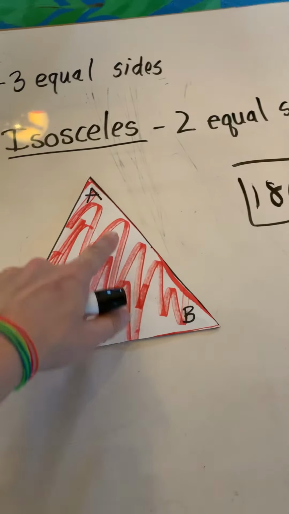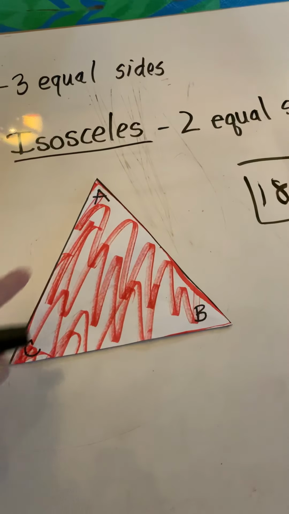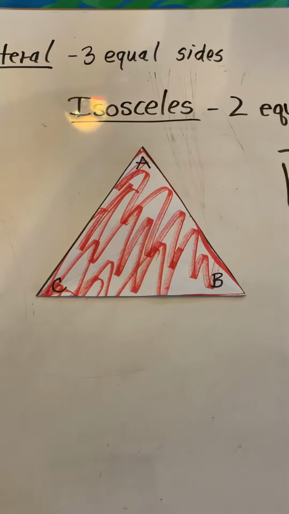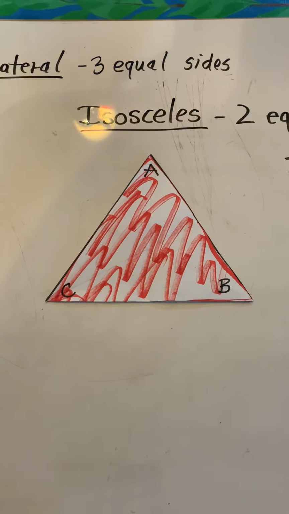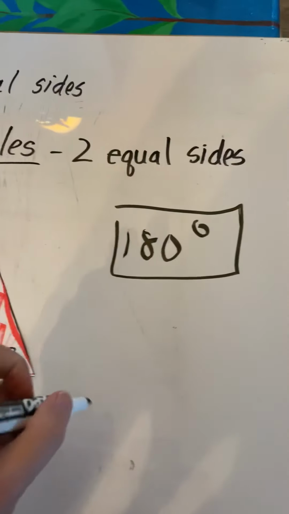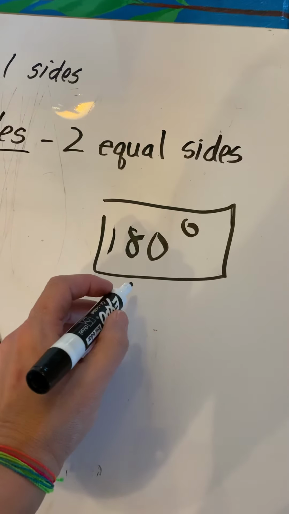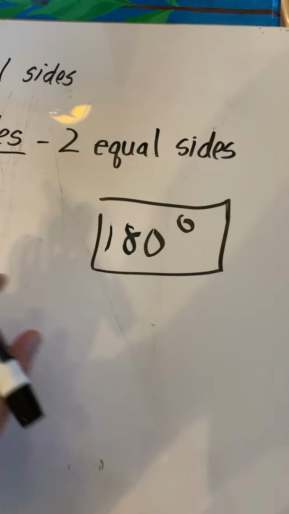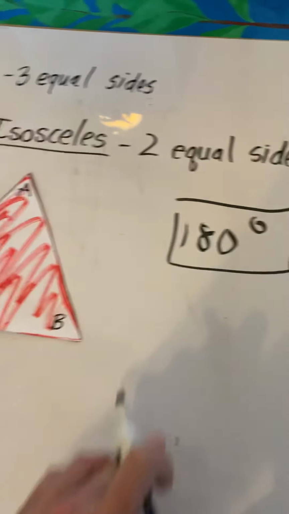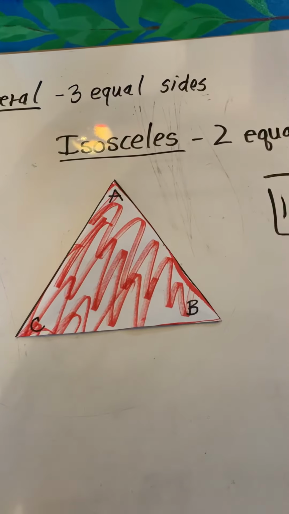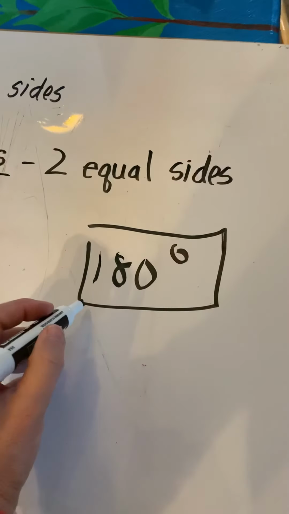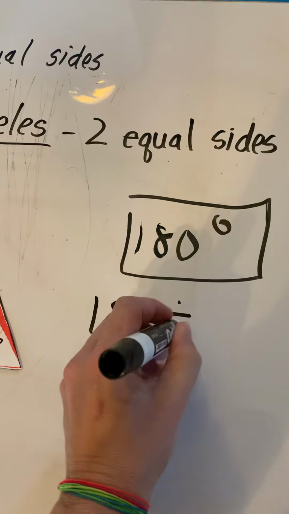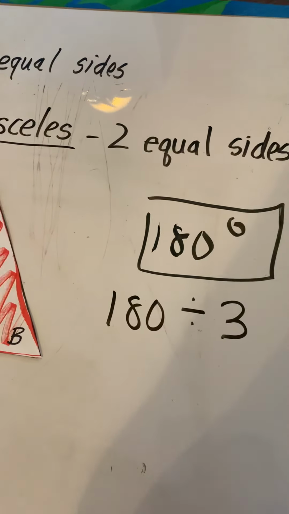Now, if an equilateral triangle has three equal sides, what do you think that says about the angles of an equilateral triangle? Yes, they are also the same. So if we know that they have to equal 180 degrees, how would we figure out what just one of them equals? Well, we'd have to take that 180 degrees and divide it by how many angles? 3.